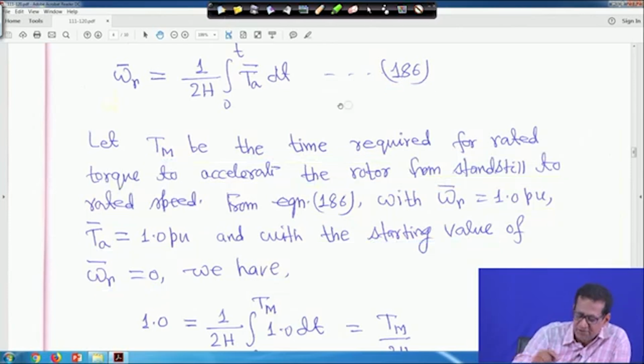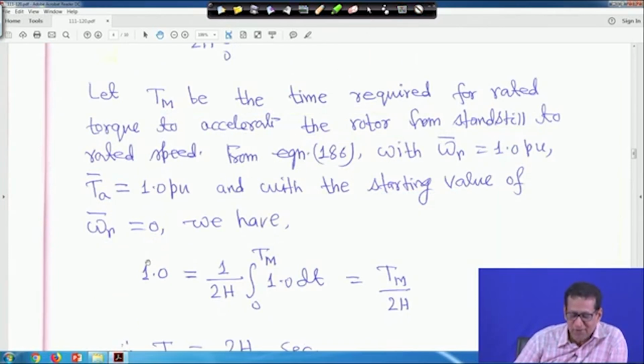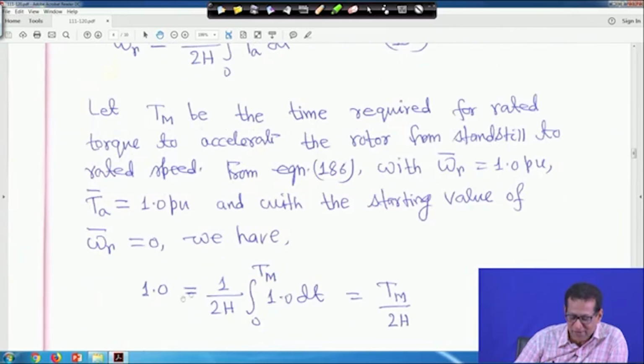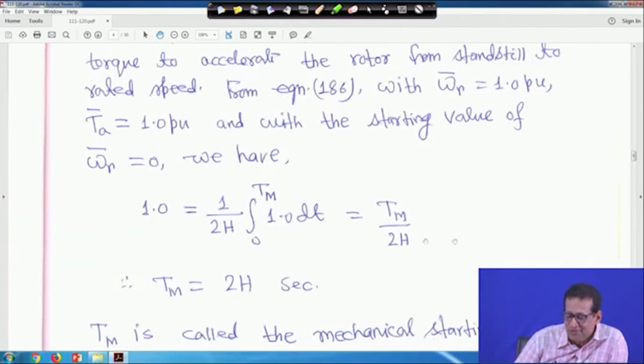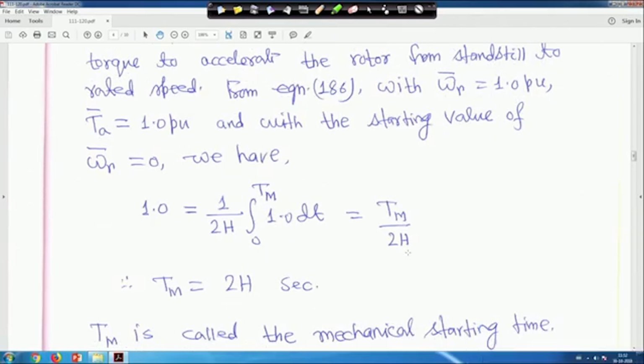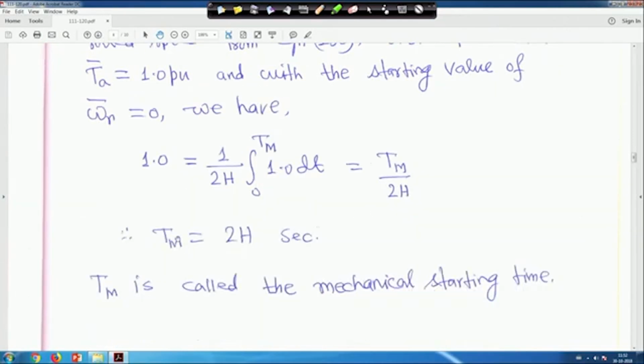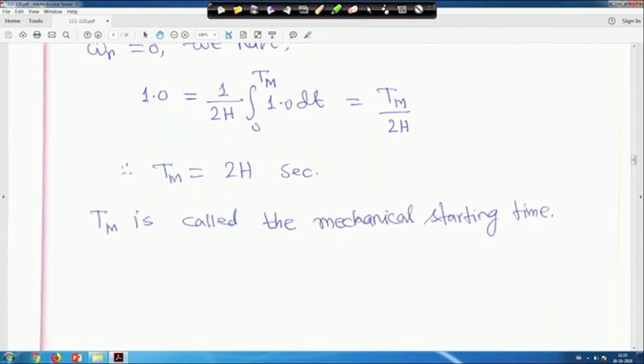Then you can see that 1 is equal to, because omega r we have taken 1, 1 upon 2h integral 0 to T m, here also T a bar we have taken 1, into dt. So it is T m upon 2h. That means we can write T m is equal to 2h seconds. So T m is called the mechanical starting time. It is a rough, approximate calculation. It is 2h seconds because the dimension of h is second.